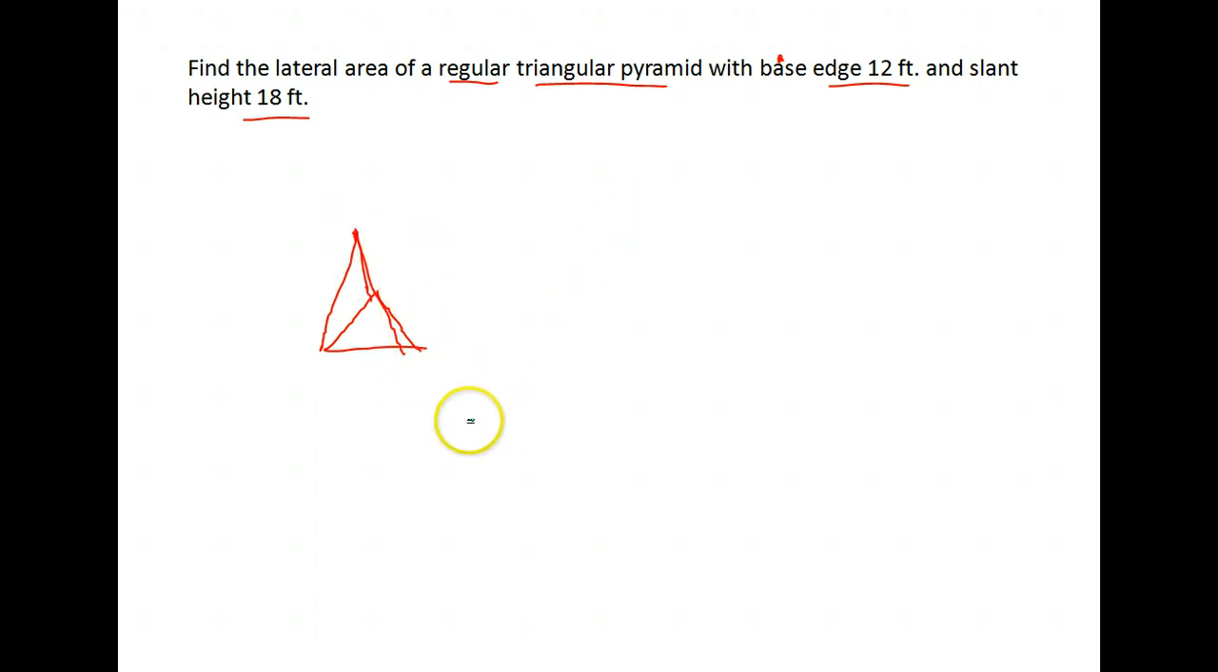So let's think about what that means. That means our base down here is a triangle with all of the sides the same length. Okay, each edge is length 12. Okay, and then our height, our slant height rather, the length up the edge of the pyramid is 18. Let's take out the formula and make sure we have everything we need.